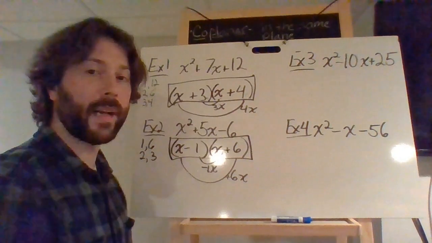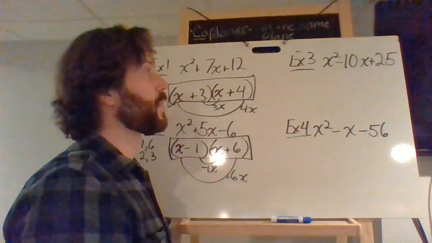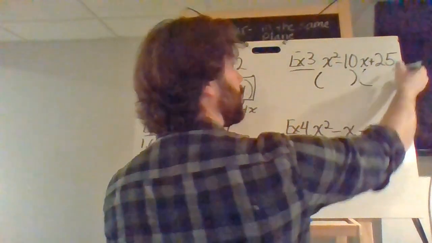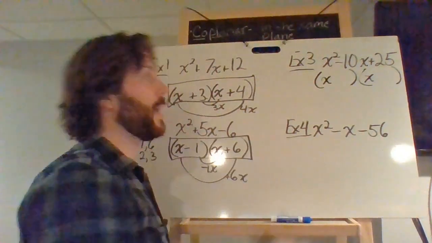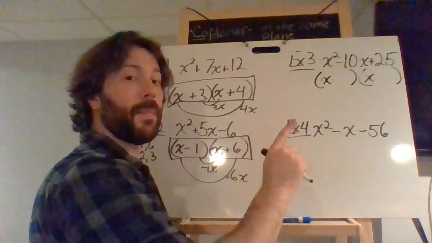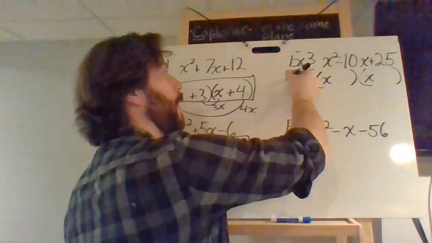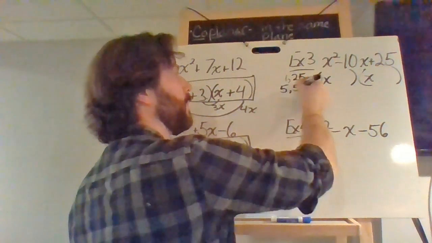Okay, let's take a look at a couple more. x squared minus 10x plus 25. Start out the same way. Two sets of parentheses, x and x. Now I know that the numbers that I'm going to use need to multiply to give me 25. So my options are 1 and 25 or 5 and 5.